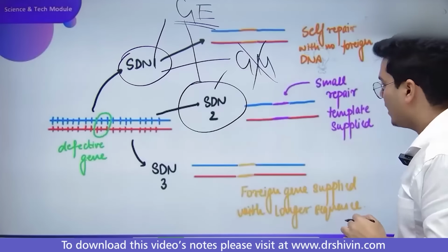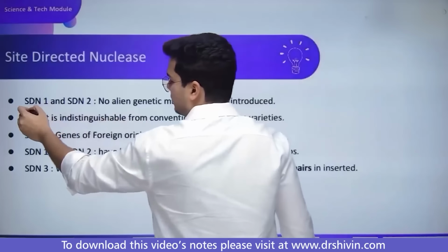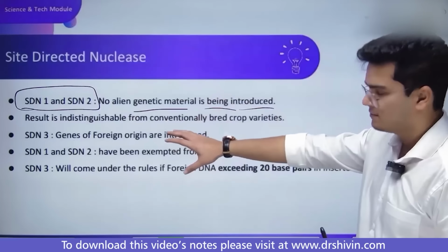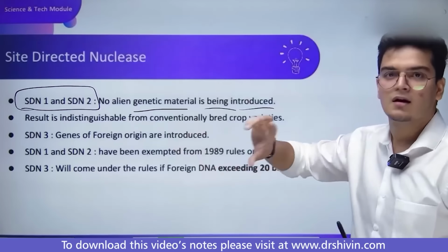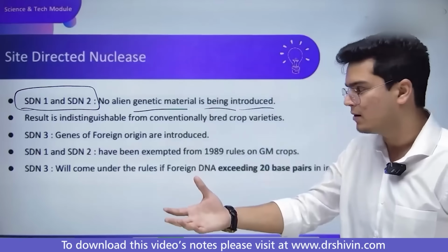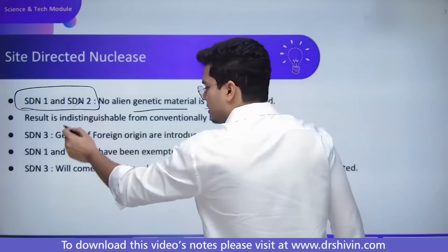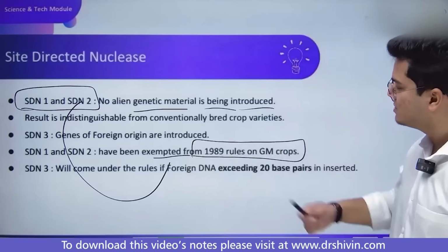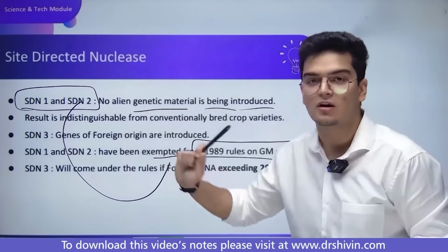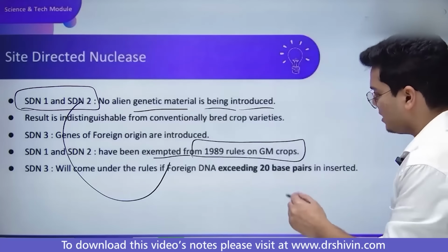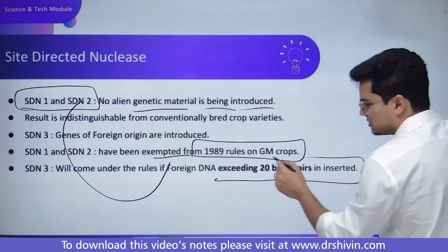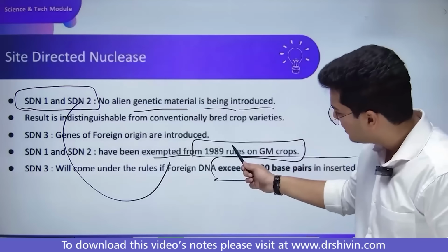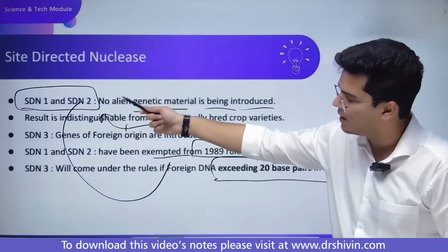Okay. Now, why is this in the news? In SDN1 and SDN2, there is no alien genetic material being introduced. So the result here is not that of a GM crop. So SDN1 and SDN2 have been exempted from the 1989 rules on GM crops because these are not GM crops. SDN3 is not exempted. If you introduce a foreign gene of more than a certain length, SDN3 will come under the GM rules of 1989. But under the 1989 rules, you will get an exemption for SDN1 and SDN2.